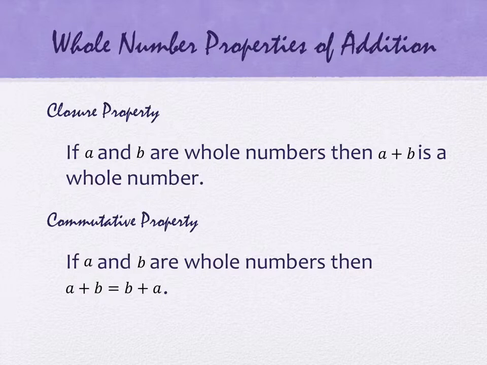So let's start there. If A and B are whole numbers, then A plus B is a whole number. This is called the closure property. This is not true for every set of numbers. Whole numbers are special to have this property.